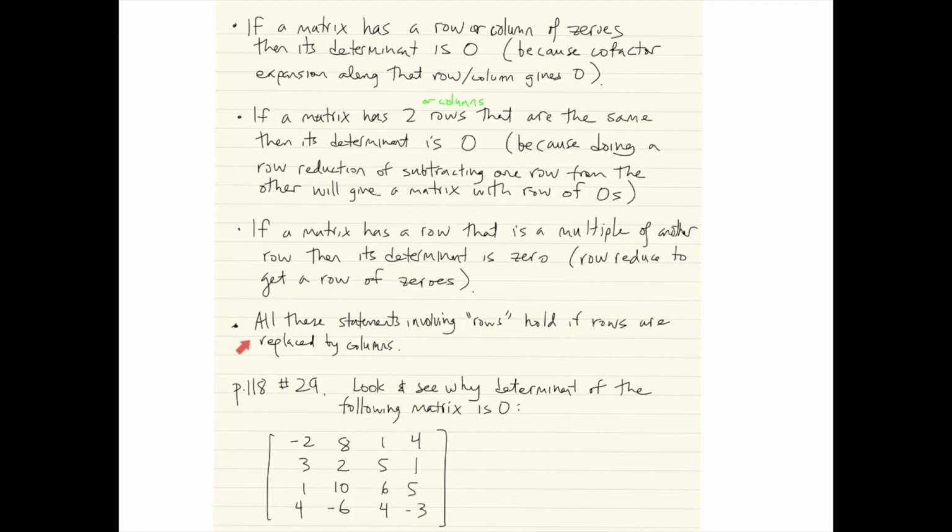And again, the reason we can replace all the rows by columns in the above 3 statements is because a matrix and its transpose have the same determinant, essentially because of this theorem that you can use expansion along any row or any column to get the determinant. But that's a non-trivial result.